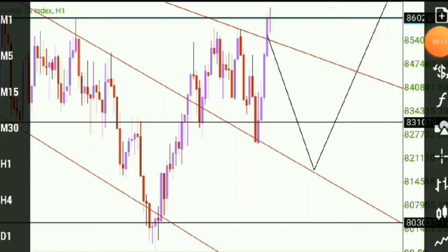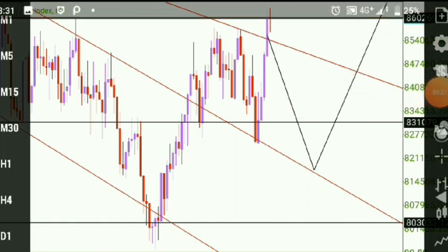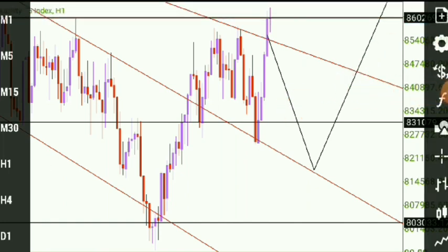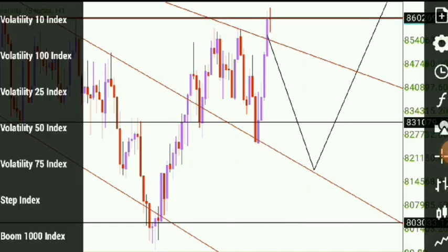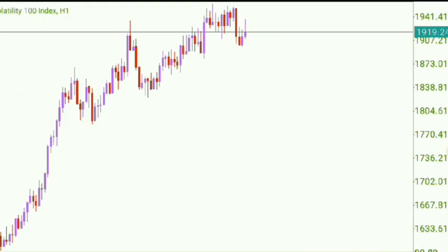Okay, so now let me take you straight to a completely naked chart, a naked market which I have not analyzed. Let us see Volatility 100, so we can analyze the market right now.